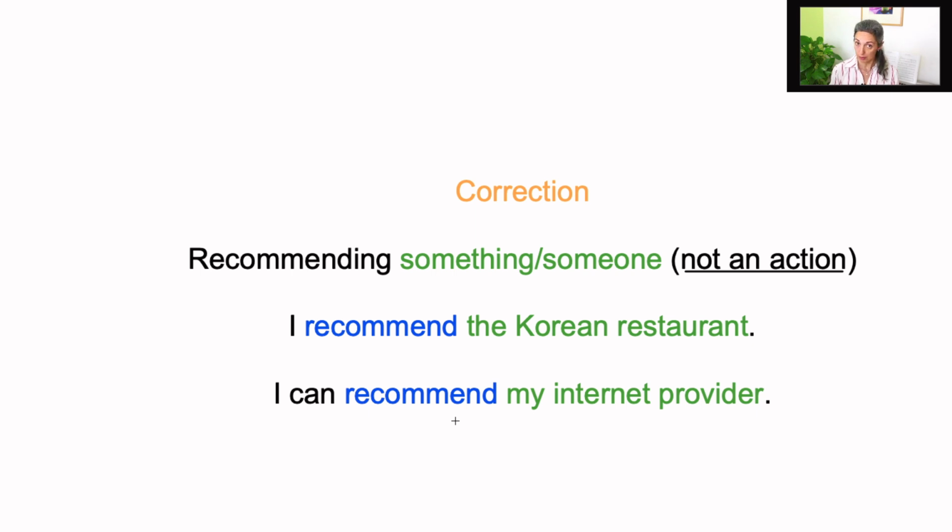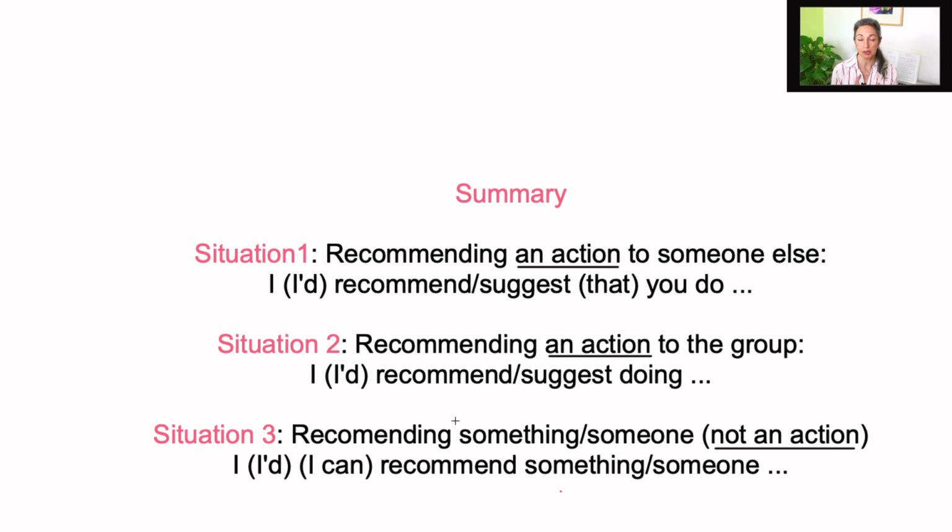Right? We've got the 3 situations. Let's look at a quick summary. Situation 1 is recommending an action to someone else. In this situation, use the following structure. I, or I would, I'd, to be more polite, recommend or suggest you do something. Add that if you want to make it more formal or if you're writing.